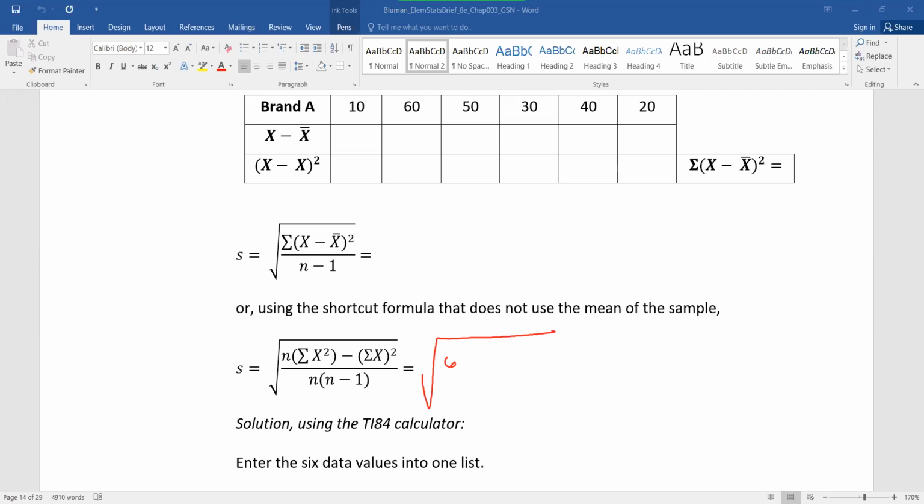What's 10 squared? 100. 60 squared? 3,600. 50 squared? 2,500. 30 squared? 900. Remember, it just has two zeros. You just have that two. Good. 1,600. And then 400. Very good. Let's add those up like it says.